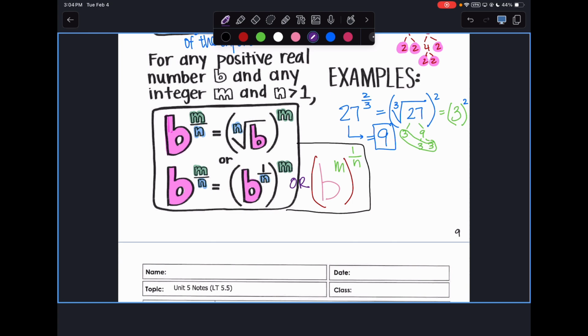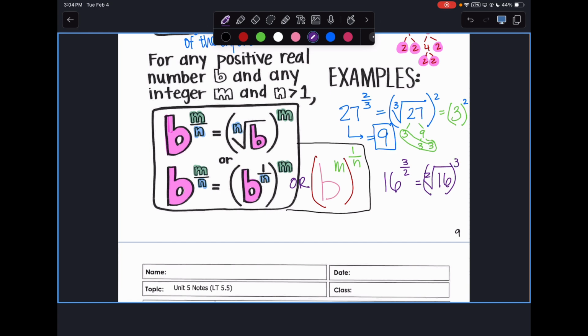Do I want to do that one? Yeah, why not? 16 to the 3 over 2. 16 raised to the 3 halves power. There you go. Okay. Index: 2. Radicand: 16. All raised to the third power.